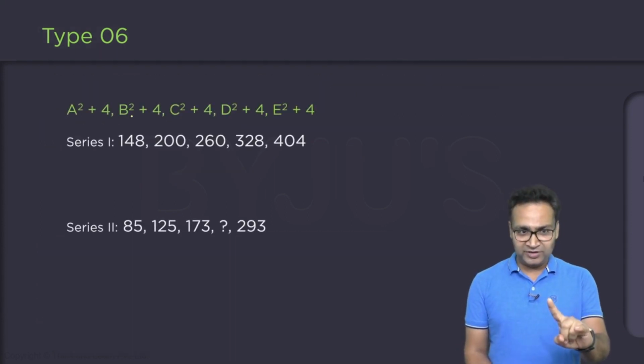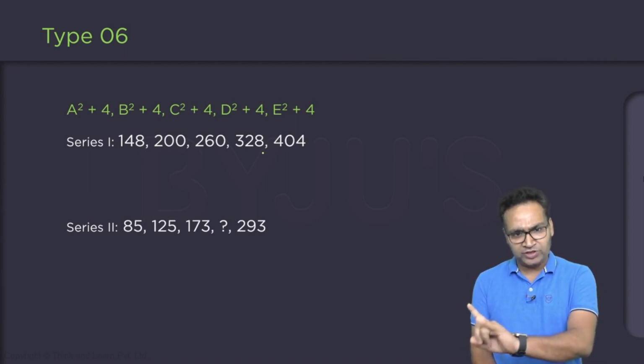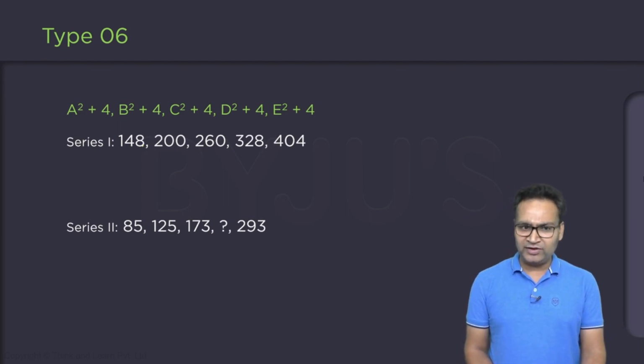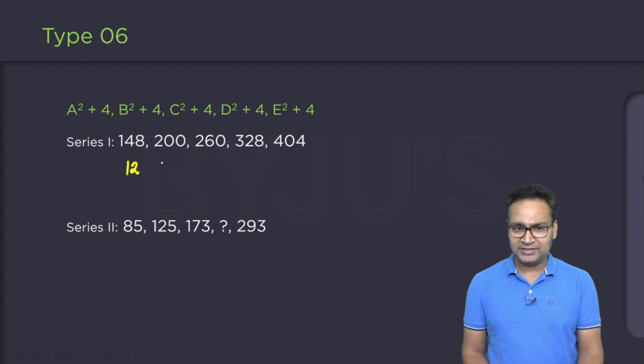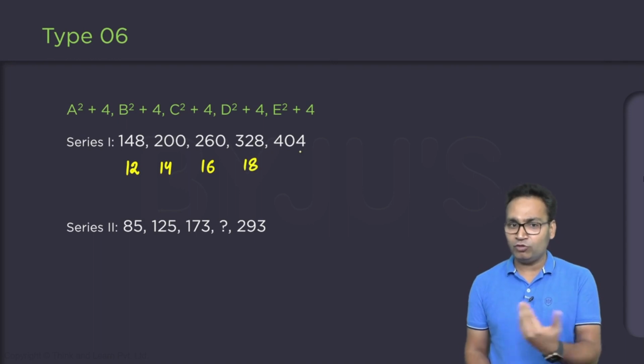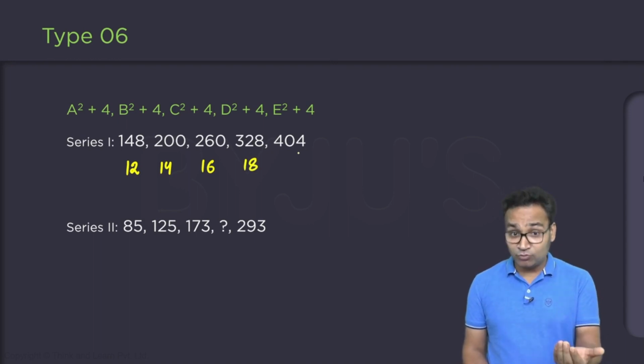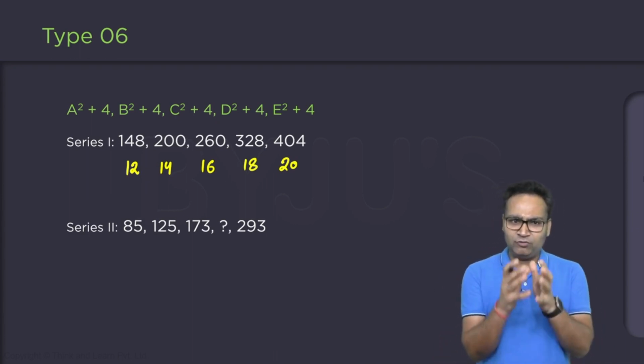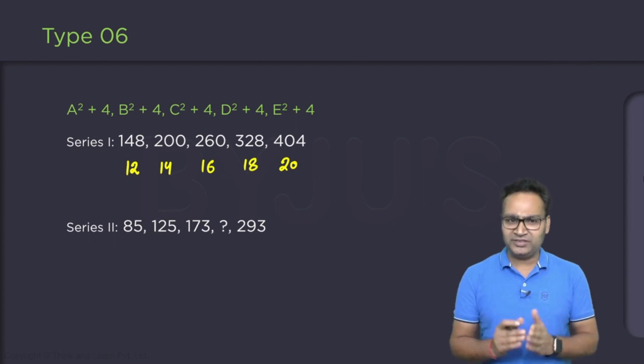The pattern is already given, so just subtract 4 from each number and then think about the nearest square. So it is 144, that means 12 square. So the value of A is 12 for series 1. 200 minus 4 is 196, it is 14 square. 260 minus 4 is 256, so it is 16 square. 328 minus 4 is 324, so it is 18 square. 404 minus 4 is 400, so it is 20 square. That means the values of A, B, C, D, E are 12, 14, 16, 18 and 20, consecutive even numbers.